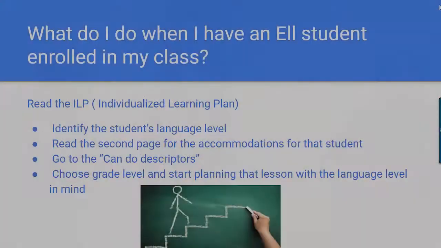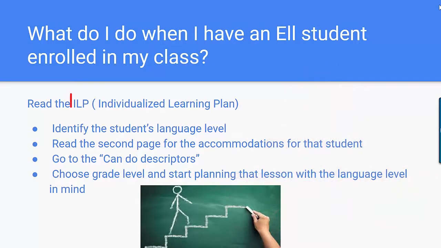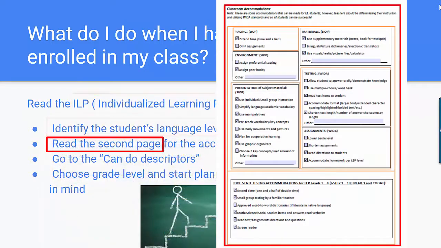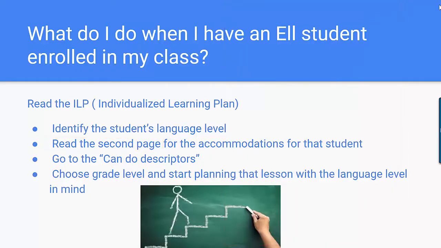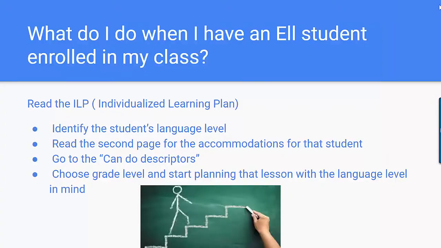Good job. So what do you do when you have an EL student in your class? Well, first of all, you'll be given an individualized learning plan, an ILP. You'll need to identify the student's language level, read the second page for the accommodations for that student, and then pull up your Can Do descriptors for your grade band. Choose the grade level and start planning a lesson with that language level in mind.